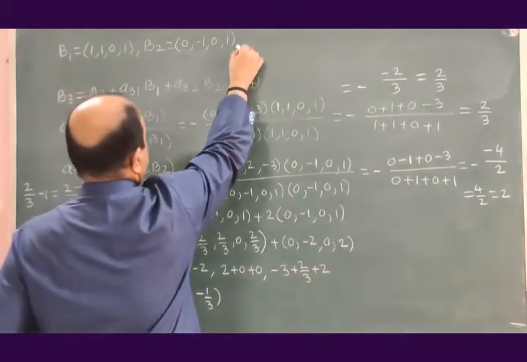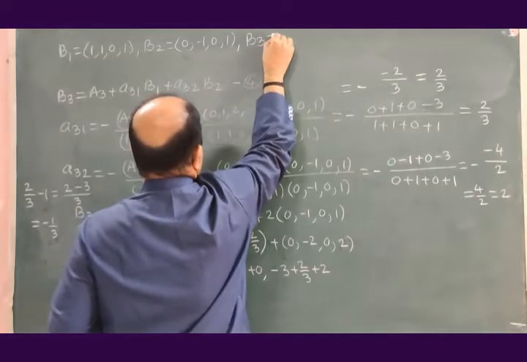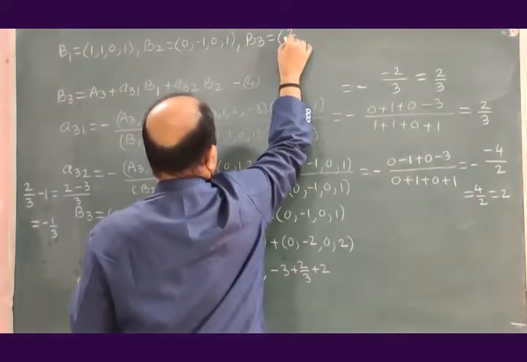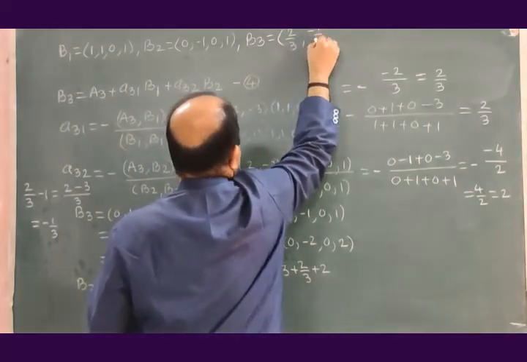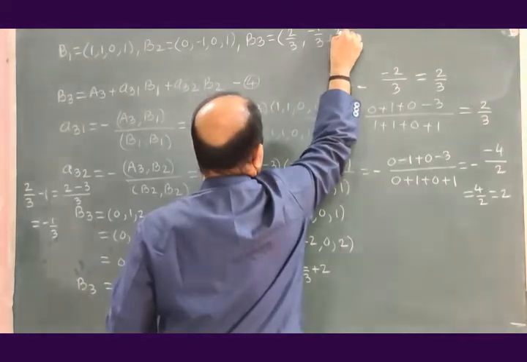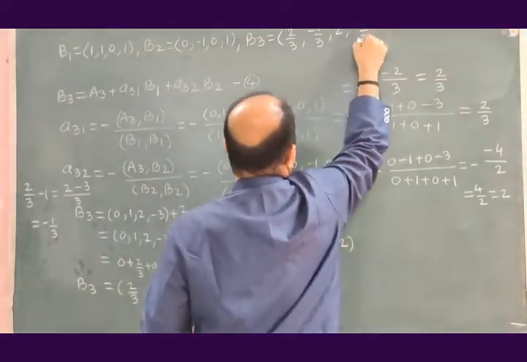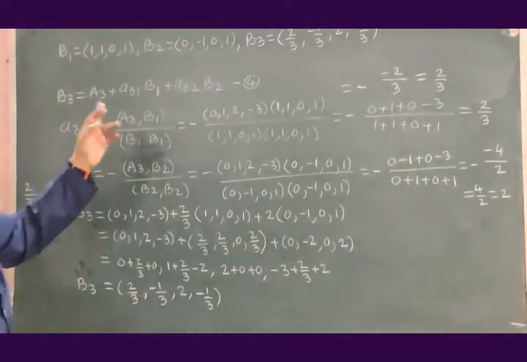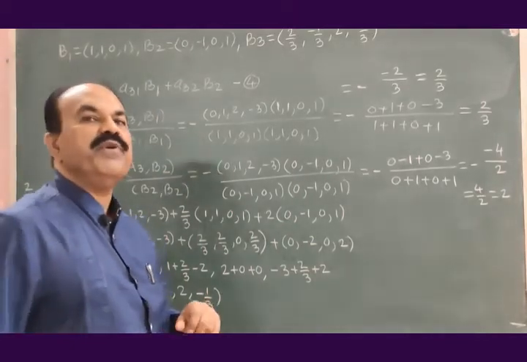Let us write it here. B3 is equal to 2 by 3, comma, minus 1 by 3, comma, 2, comma, minus 1 by 3. This way B1, B2, B3 are found, and now what is left is B4.